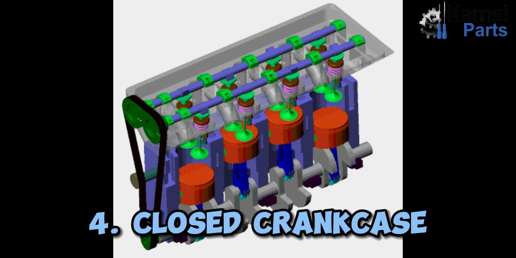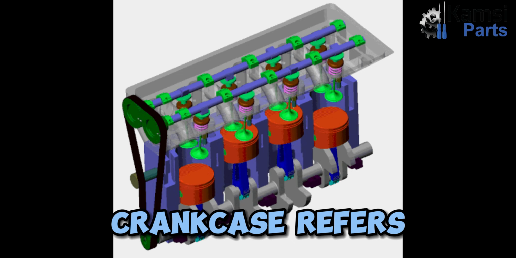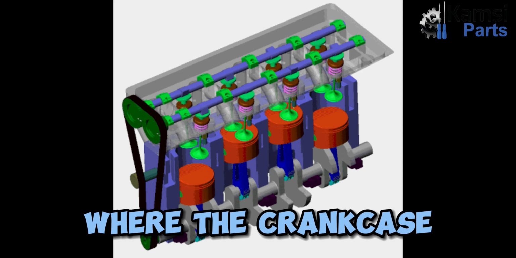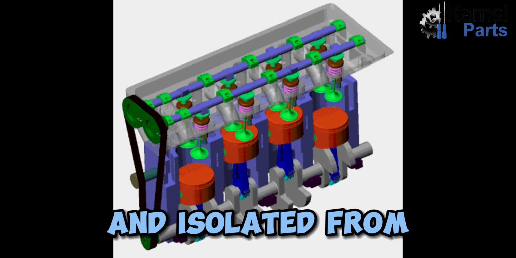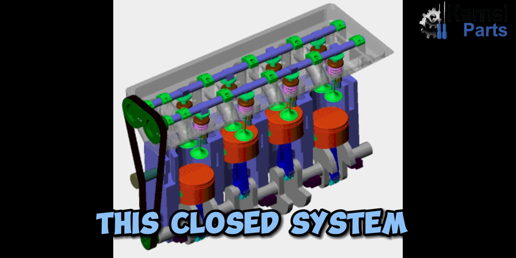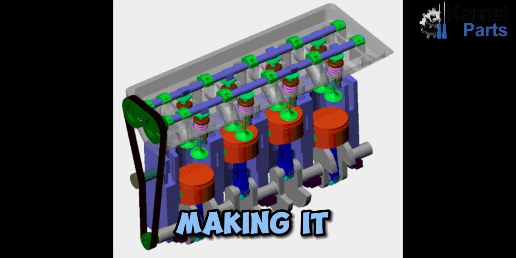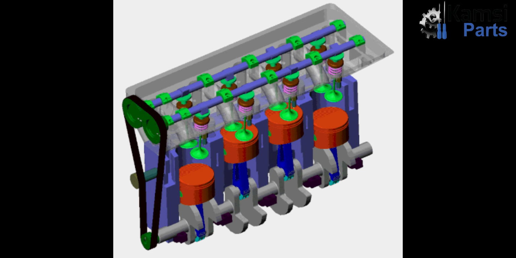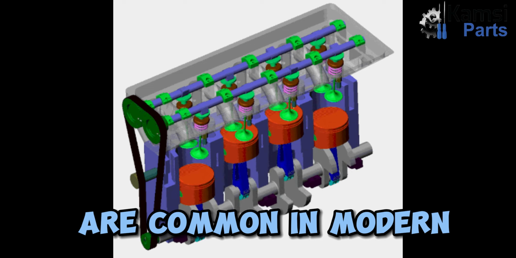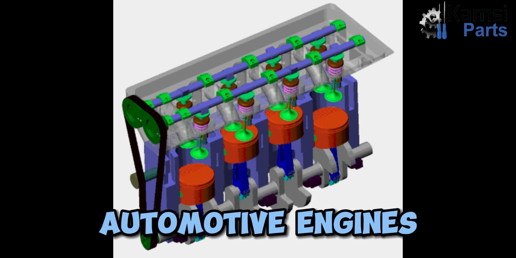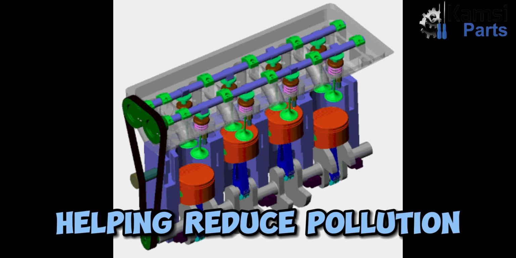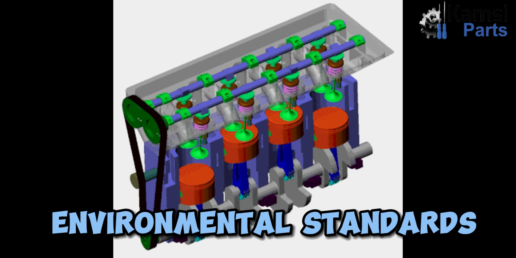4. Closed crankcase. A closed crankcase refers to an engine design where the crankcase is sealed and isolated from the environment. This closed system prevents the release of engine emissions into the atmosphere, making it environmentally friendly. Closed crankcases are common in modern, emission-compliant automotive engines, helping reduce pollution and meet stringent environmental standards.